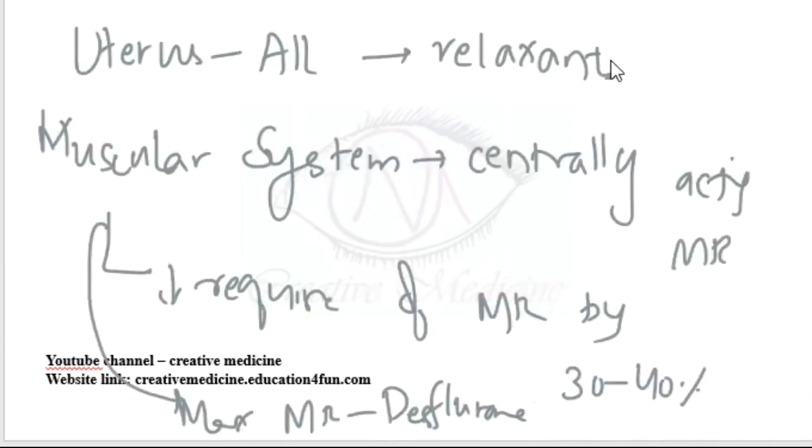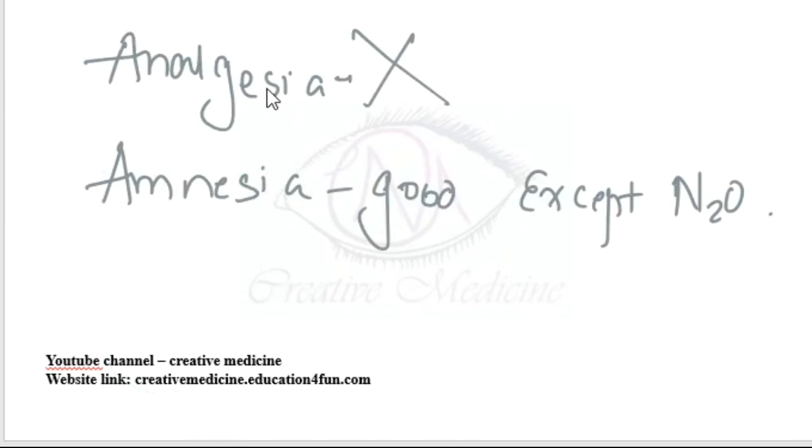In uterus, all are uterine muscle relaxants. In muscular system, they are centrally acting muscle relaxants. Thus, this will decrease the muscle relaxant requirement by 30 to 40%, and maximum muscle relaxation is seen in desflurane. Analgesia, they have no analgesia. They are very good amnestic agents except the nitrous oxide, which is a poor amnestic agent.